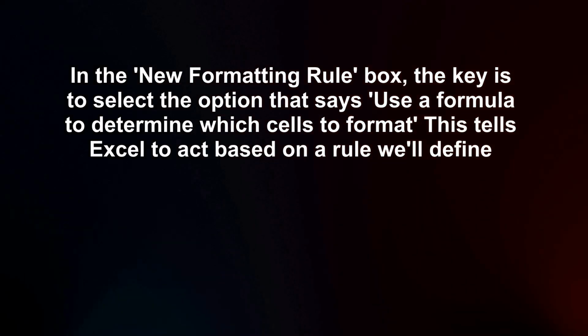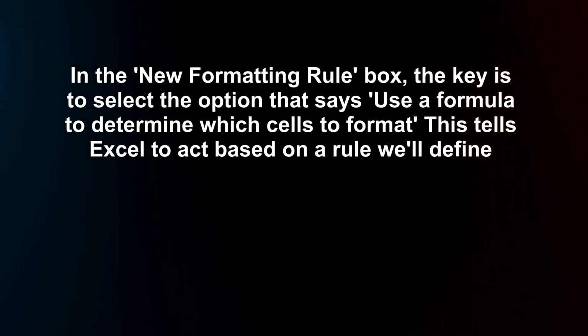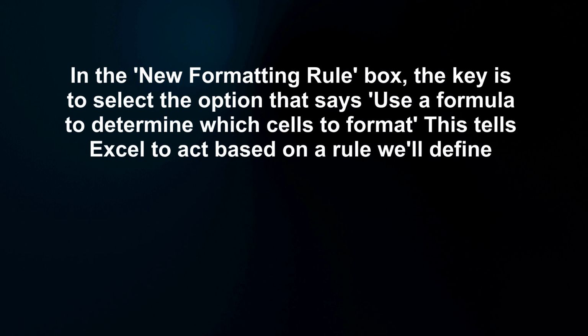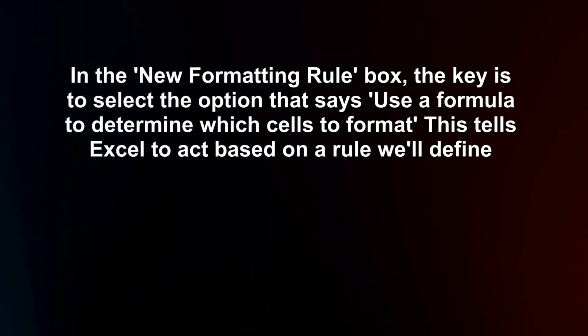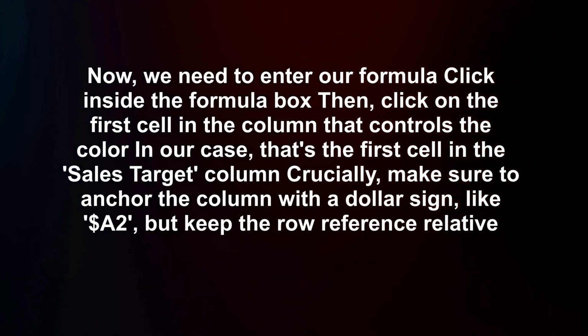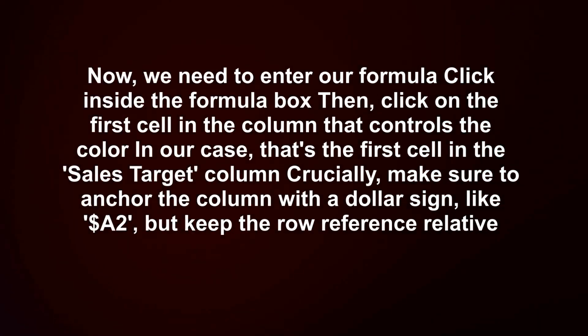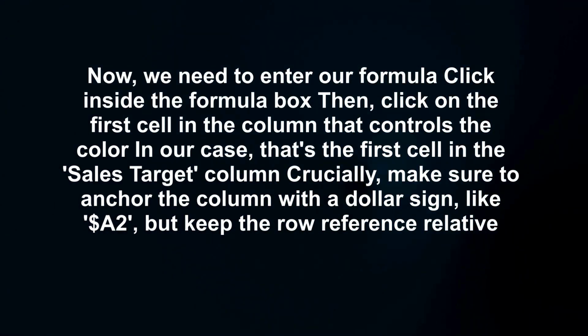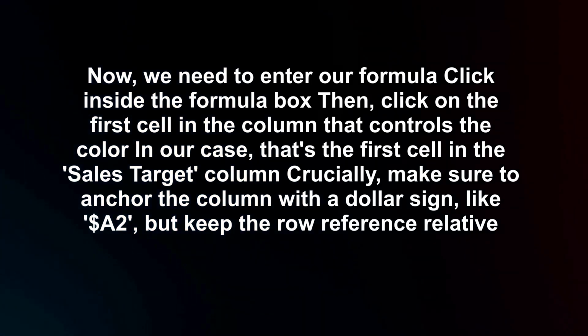In the New Formatting Rule box, the key is to select the option that says Use a formula to determine which cells to format. This tells Excel to act based on a rule we'll define. Now, we need to enter our formula. Click inside the formula box, then click on the first cell in the column that controls the color. In our case, that's the first cell in the sales target column.